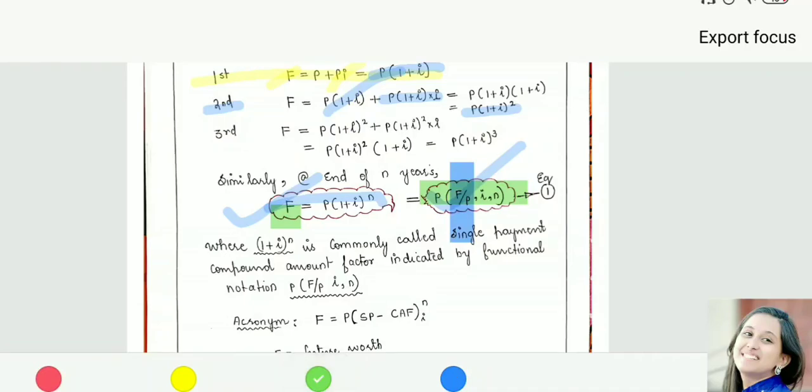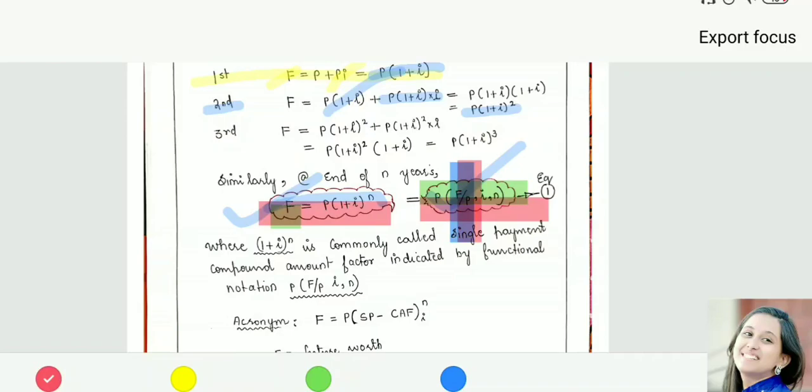See here, F is equal to P(1+i) raised to n. It means future worth is equal to present worth, and in the bracket you have the factor. Similarly, the same formula is written as F by P, that means the future value of the present worth, which you are finding, i comma n. So when I show you the interest table, remember you have to check the column for F by P. I am stressing this term again and again.